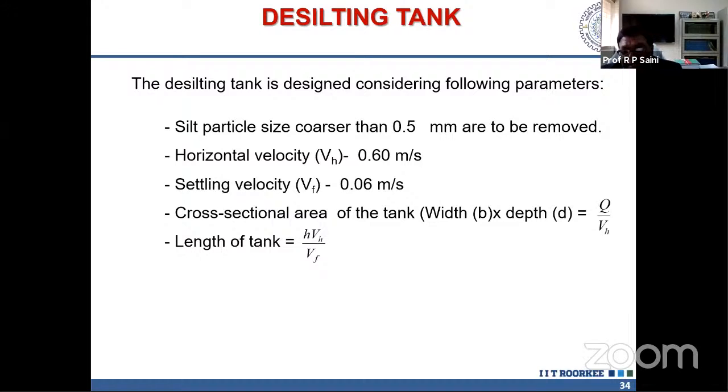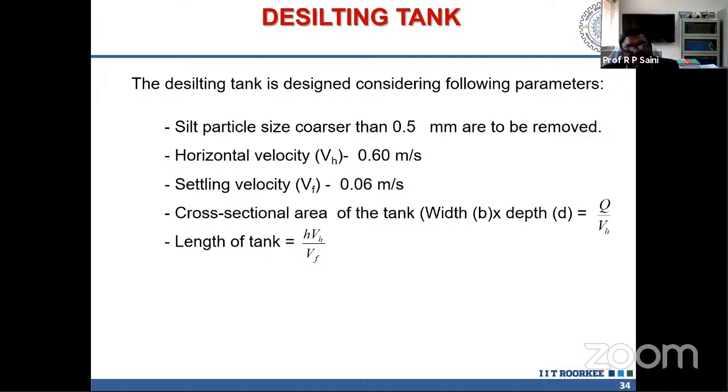The desilting tank is also a very important component in civil engineering. You know that this natural water may contain some silt particles and some pebbles also. If you don't remove that silt before the water goes to the turbine, it may damage the components of the turbine and other components. So it is necessary that we remove that.